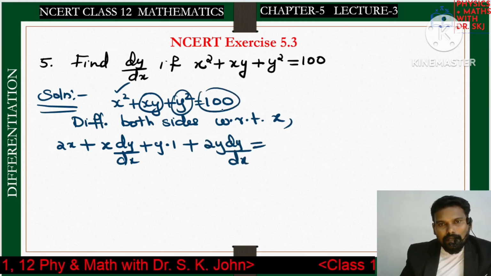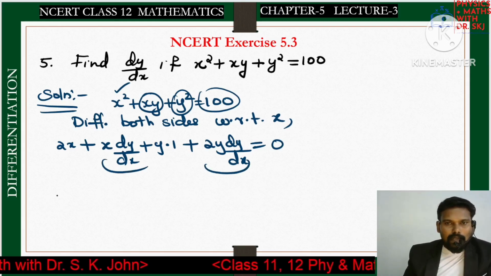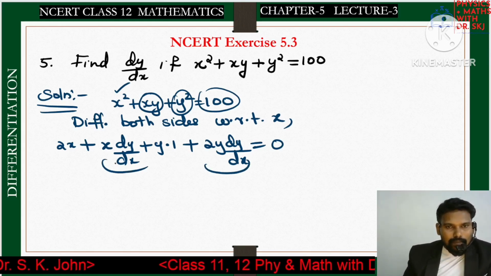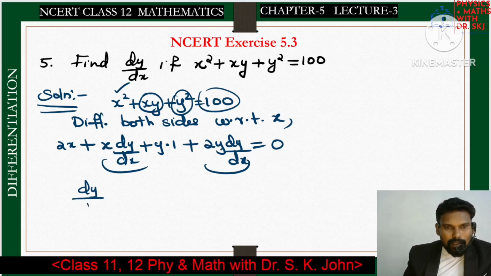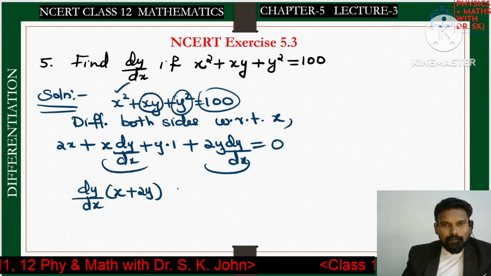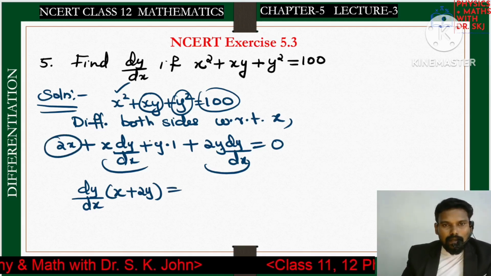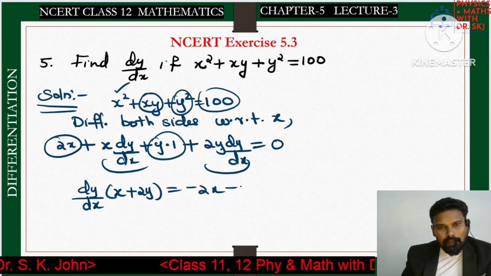What is the derivative of 100? 0, because it's a constant. Now we have to group the terms containing dy by dx. So it is x dy by dx and 2y dy by dx. So if you take dy by dx outside, it is x plus 2y inside the bracket. And the other two terms can be taken to the right hand side. It is minus 2x and minus y.